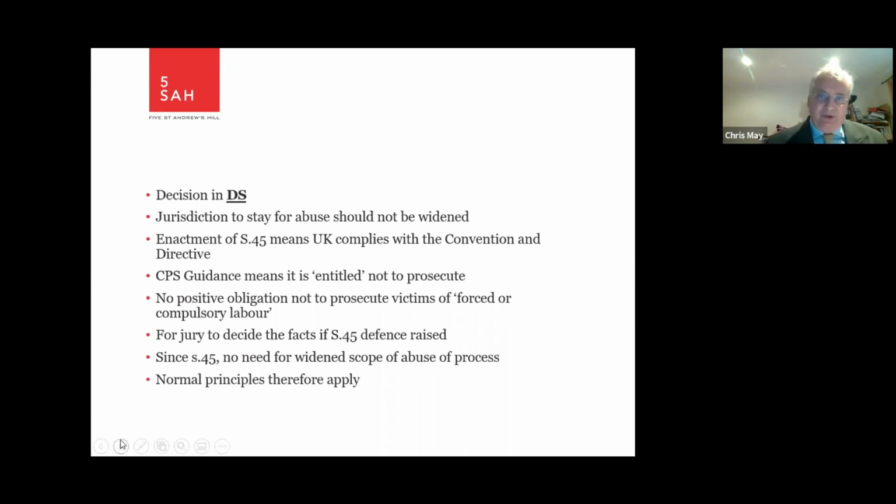But the court did say it was not for a judge to embark on a review of whether or not they agreed or disagreed with an NRM decision. So if the Crown continue with the case, unless you can get it within the normal principles of abuse of process, in other words, that it's unfair to try the defendant, or because of the behaviour of the prosecution or bad faith, there shouldn't be a trial, that line of defence has really been cut off for cases where Section 45 is available. So you have to run it on the basis of the Section 45 defence if the Crown go ahead.